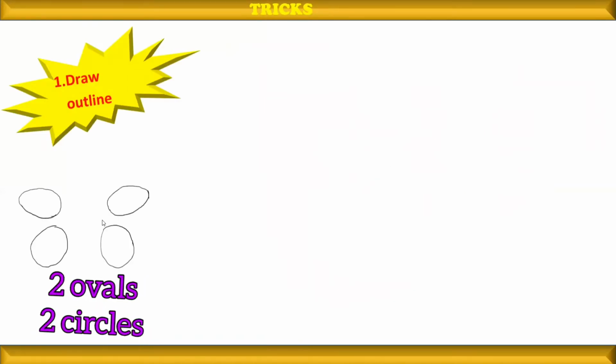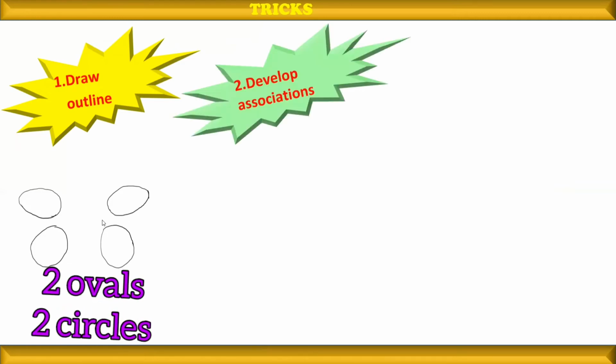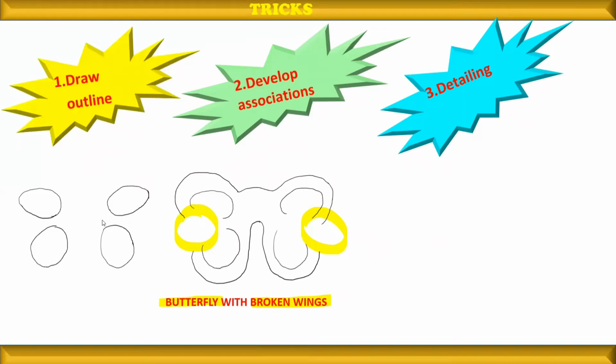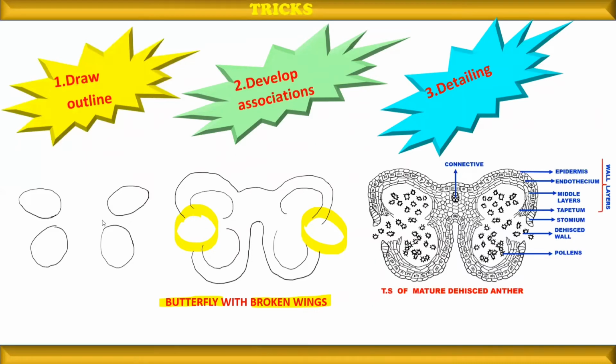So what are the tricks? The first one, draw an outline. The outline consists of 2 ellipses and 2 circles. Yes, and here develop the association. Association is butterfly with the broken wings because you are going to show the dehiscence. Then of course do the detailing.